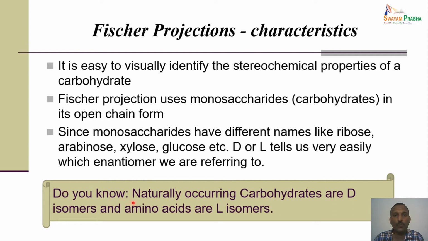And do you know one important factor? The naturally occurring carbohydrates are basically D isomers, whereas the amino acids are L isomers. So the natural selection is a very characteristic one, and no one knows what is the reason why carbohydrates are having D and amino acids are L. No one had found out what is the reason for this so far. Although many proposed theories are there, none of them is finally accepted.